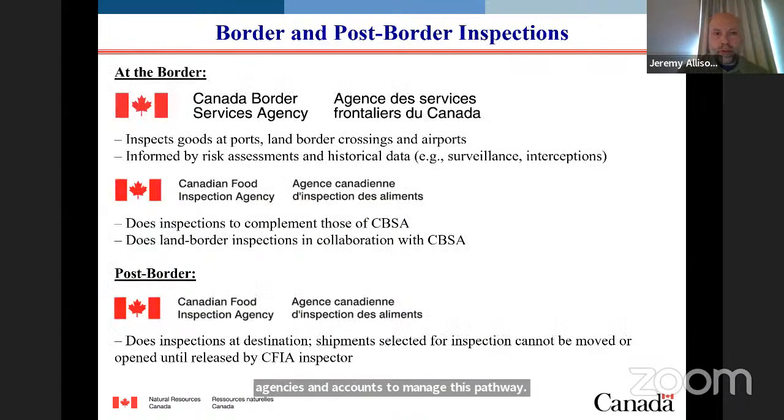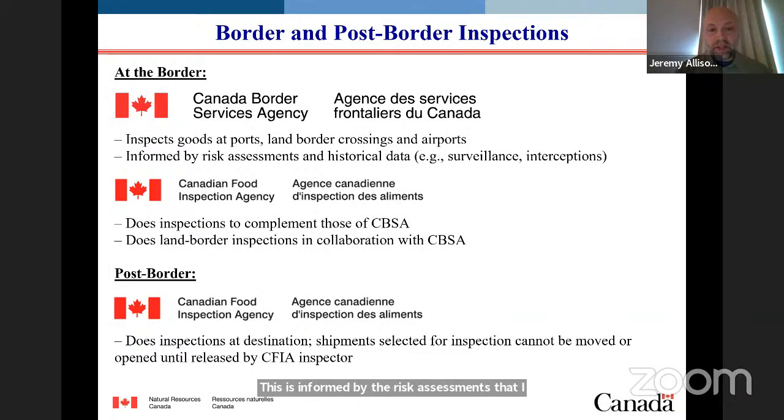So border and post-border inspections, as I mentioned earlier. At the border, this is the Canada Border Services Agency. They're inspecting goods at ports, land border crossings, and airports. Clearly they can't inspect everything, so they're strategically deciding how and what to inspect. This is informed by the risk assessments that I mentioned earlier and the historical data.